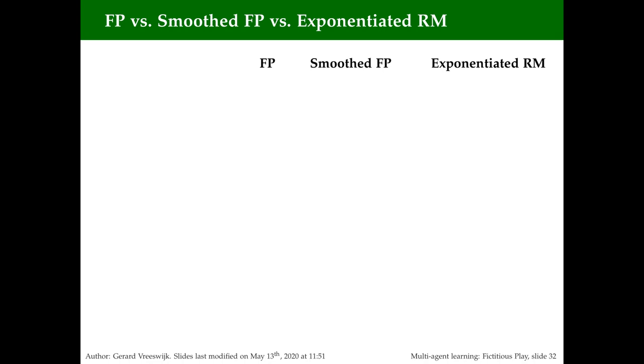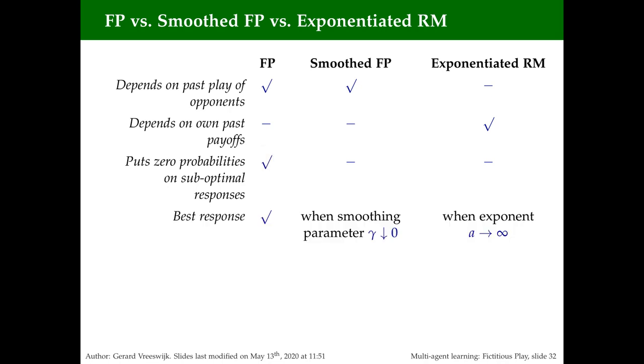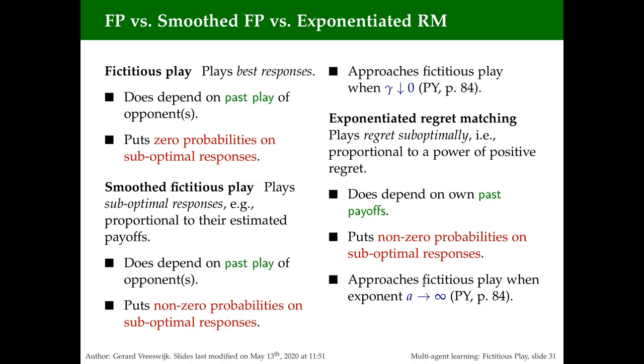So, to say it once again, but then in the form of a table, to tabulate the results. Fictitious play and smoothed fictitious play depend on past play of opponents, but exponentiated regret matching does not. Exponentiated regret matching depends on known past payoffs. Fictitious play is a best reply algorithm. Smoothed fictitious play is when gamma approaches 0, and exponentiated regret matching is when the exponent goes to infinity, because it then also approaches fictitious play.